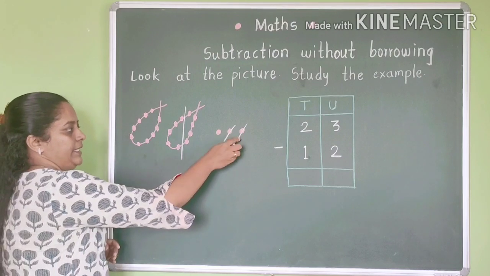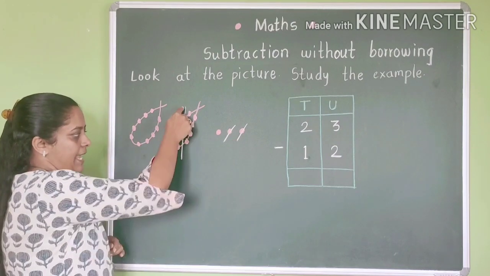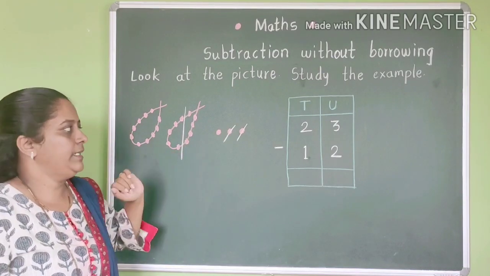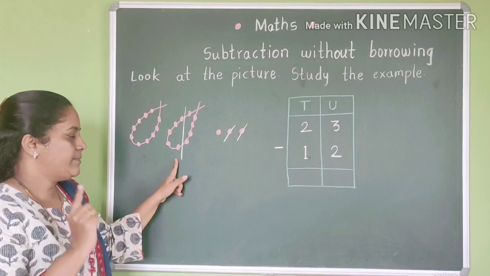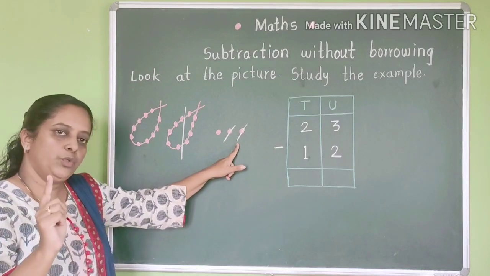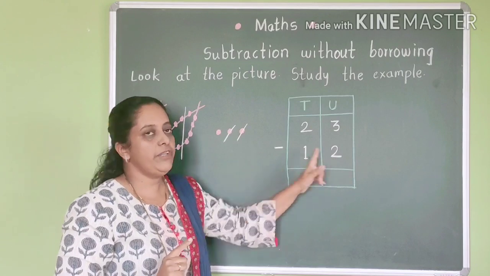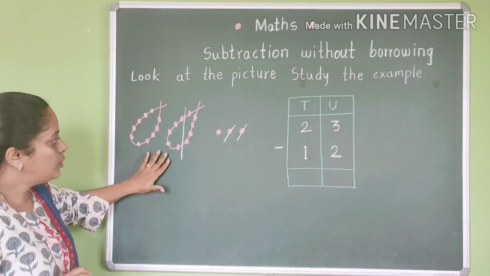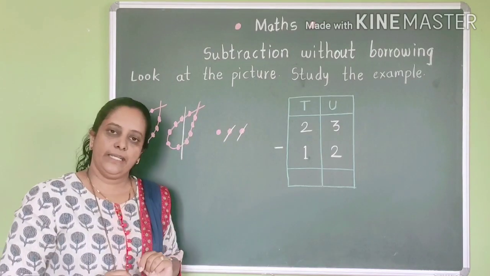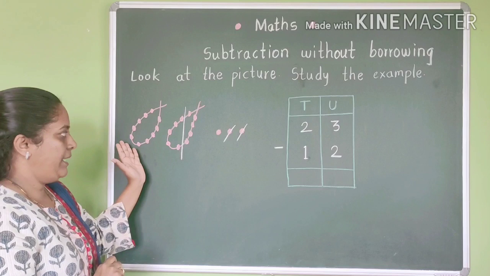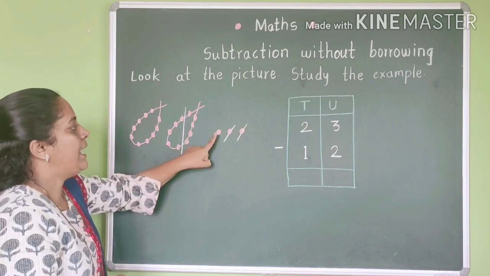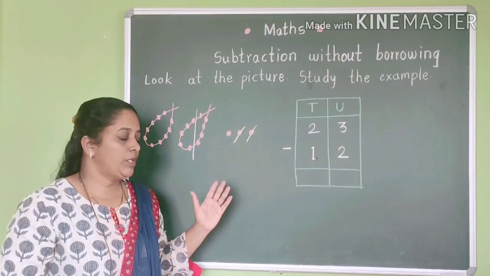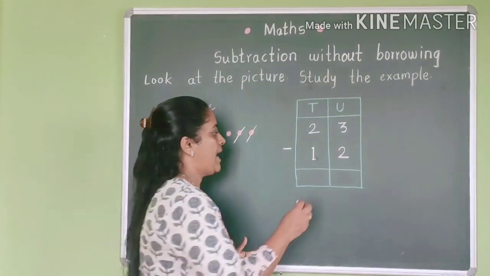Now we are cancelling 2 loose beads and 1 string of beads. So we have cancelled here 1 string of beads means 1 tens and 2 units means the number will be 12. We have cancelled here 12 beads from 2 tens and 3 units, and we have remained here only 1 tens and 1 unit, 1 loose bead. So the total beads remained here are 11.